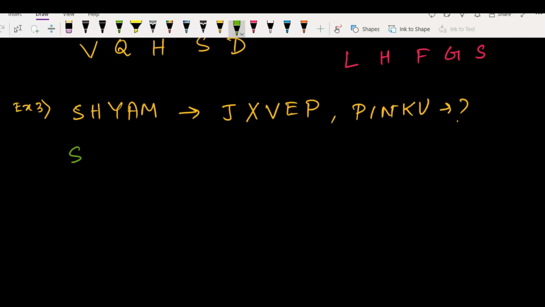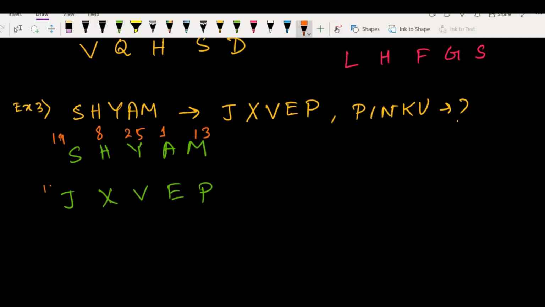Let's do this. SHYAM. This is coded as JXVEP. Now write the numbers. So S is 19, H is 8, Y is 25, A is 1, and M is 13. Here J is 10, X is 24, B is 22, A is 5, and P is 16.